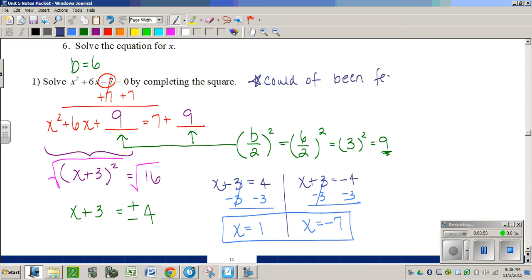As you go through, there will come a point where I may say to you, what's the easiest way to solve this? Then you would have to take a look at it and say, could I factor it? Could I complete the square? Or could I use the quadratic formula, which we'll get into next time. All right, let's take a look at number 2.